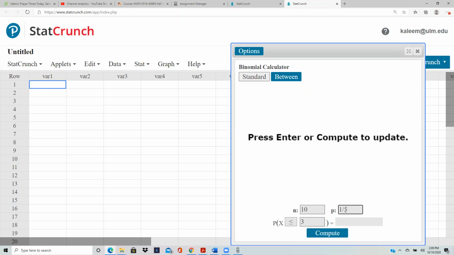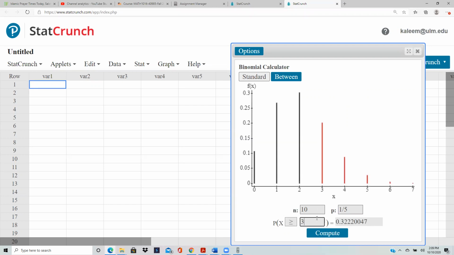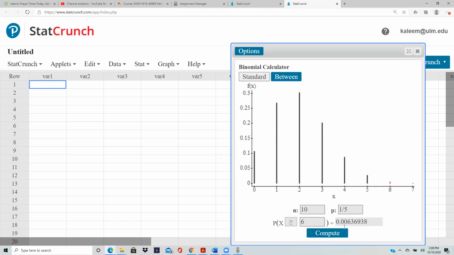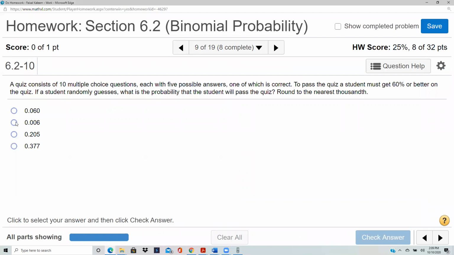And then we figured out that to get a 60% score in the quiz, we need to get at least 6 questions right. So at least 6 means you have to get greater than or equal to 6 questions right in order to get greater than or equal to 60% score. So 0.0064, that's your probability.